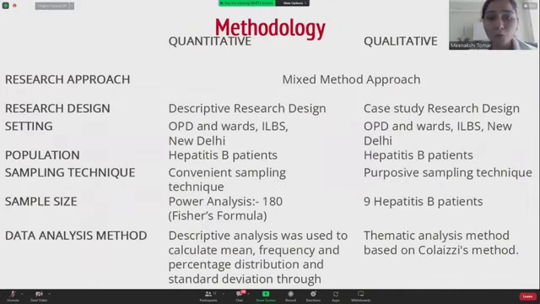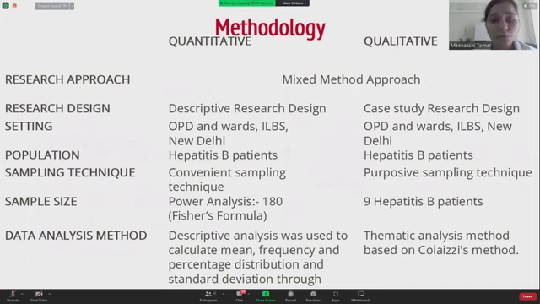Methodology. The research approach was a mixed method approach. For the research design, in the quantitative approach it was a descriptive research design, and for the qualitative approach it was a case study research design. The setting was the same for both approaches: OPD and ward, ILBS New Delhi, and the population was also the same, hepatitis B patients.